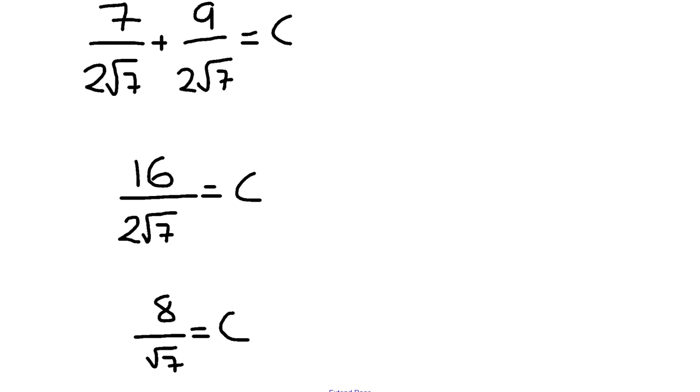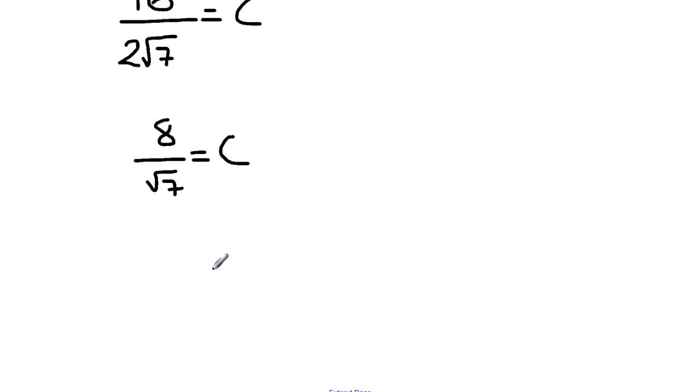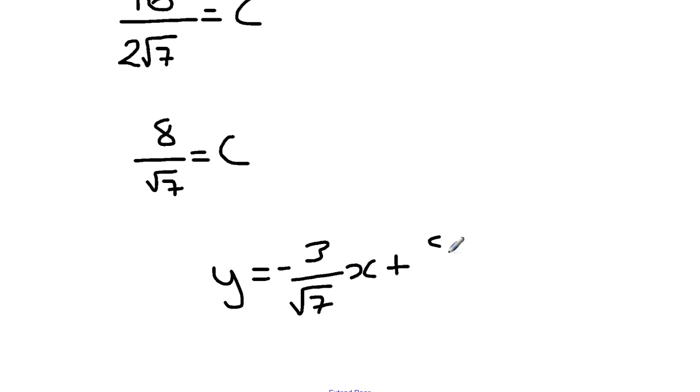Therefore, the tangent to the circle that passes through P is y equals negative 3 over square root 7 x plus 8 over square root 7. So that's your final answer.